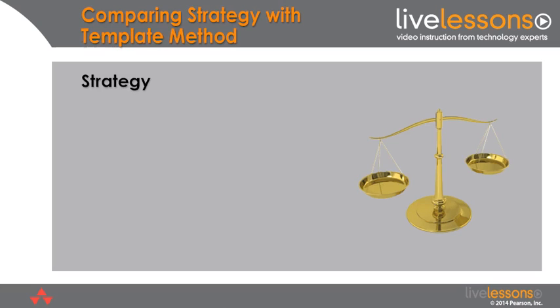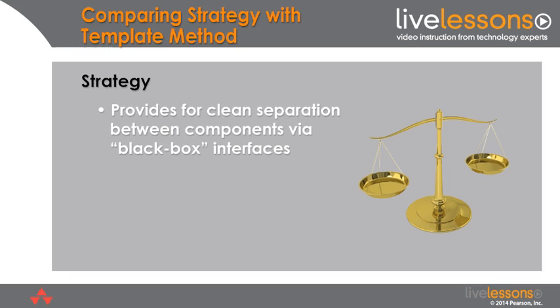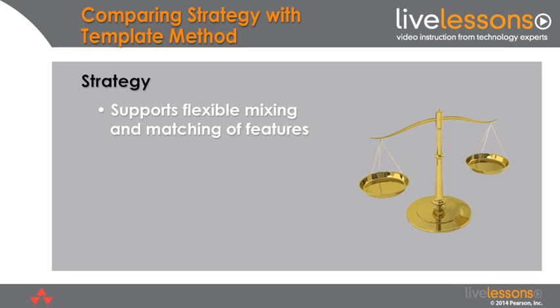Let's briefly compare and contrast strategy with template method, because these patterns are really pattern complements. You can often choose one or the other. The arguments in favor of using strategy are that it provides more of a black box way of doing things. You don't use subclassing quite as intimately as you do with template method. You can also change the strategy implementation more dynamically at runtime, whereas with template method it's done more at compile time by inheritance. You can also mix and match different features more flexibly with strategy.